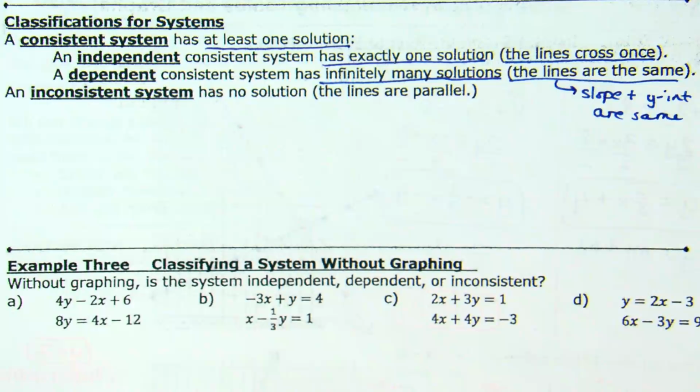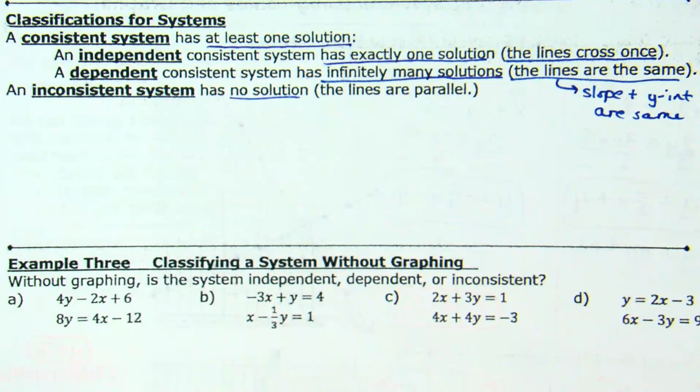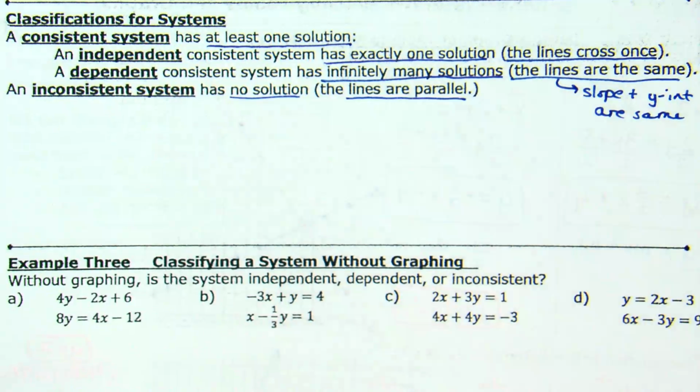So if it's consistent, there is at least one solution: one or lots of solutions, because the lines lie on top of each other. The other option is inconsistent. If it's inconsistent, it has no solution. When do lines have no solution? When they're parallel, because when they're parallel, the lines will never touch. They can't ever cross. Now, how can we tell this looking at y equals mx plus b?